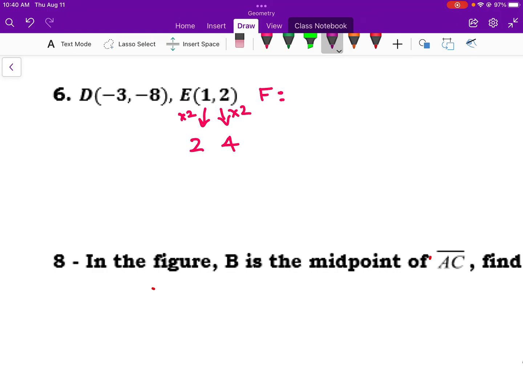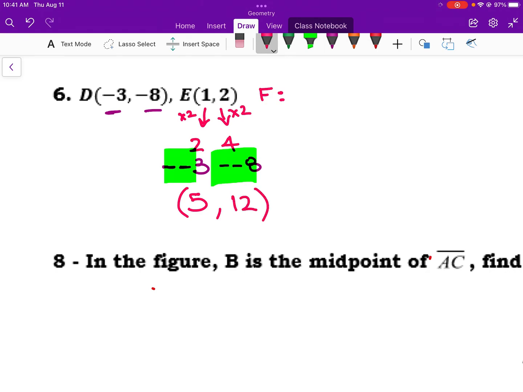In this case, I want to subtract -3 because that's the x value. And then from 4, I'm going to subtract -8 because that's the y value. Notice that this becomes addition when I subtract a negative like this. So this is actually going to be 5. And this also becomes addition here, so 4 plus 8 is 12. So point F is at (5, 12).